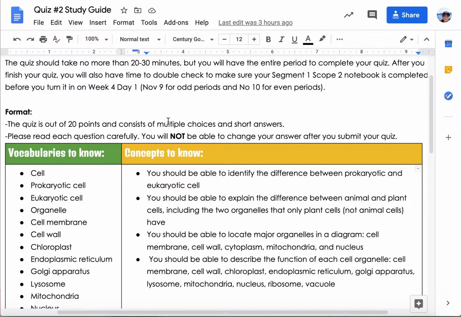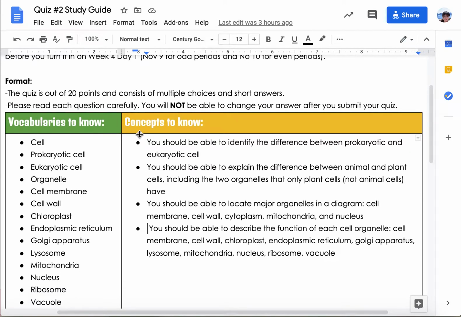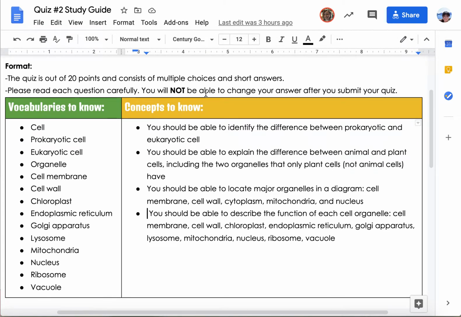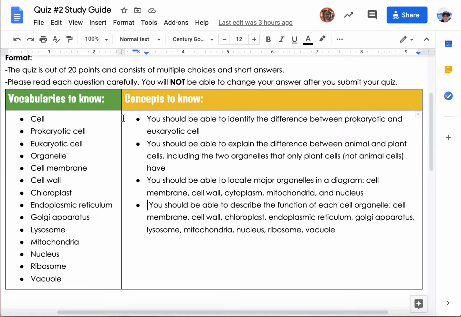There will be 1 to 2 short answer, and the rest will be multiple choice. Again, the quiz is different from the Google Form assignments. For the Google Form assignment, I do encourage you to do it as many times as you want, and you also want to take a look at which ones you get wrong and go back to edit them. Now, the quiz is different. For the quiz, you do want to read each question carefully because you will not be able to change your answer after you submit the quiz.